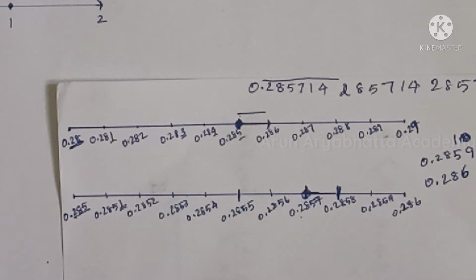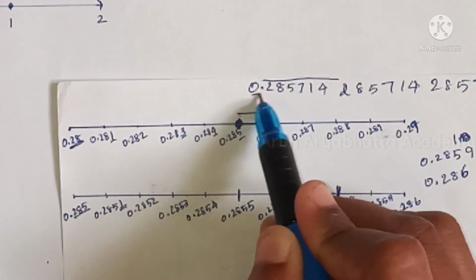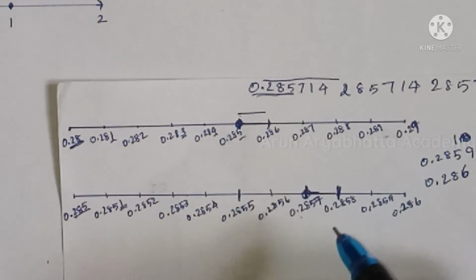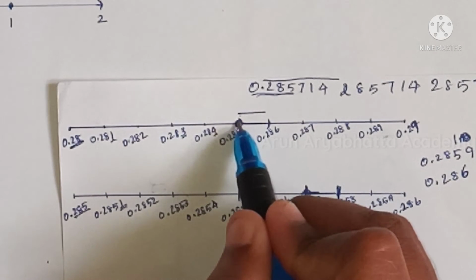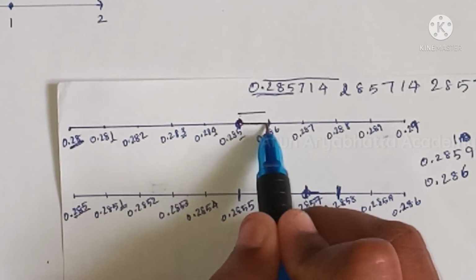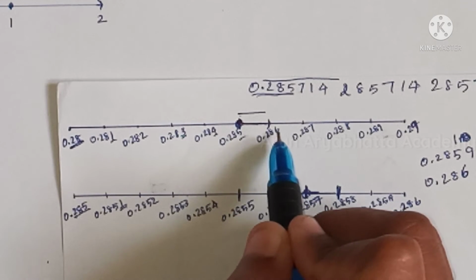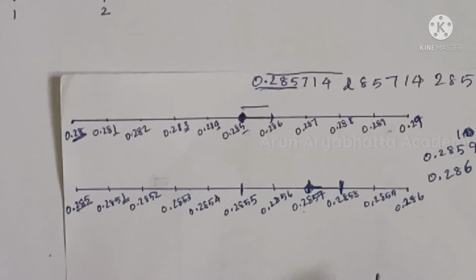So now we are going to plot 0.285. 0.285 will be this point. So now we are going to zoom in on the distance between 0.285 and 0.286. So it will be like this.